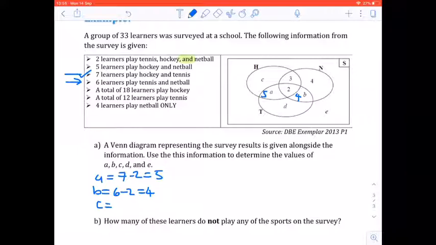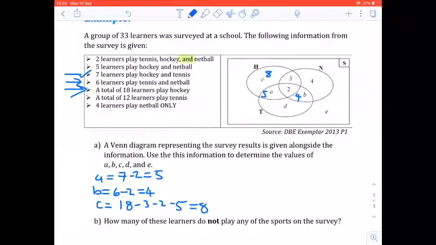Okay. C is the total number of hockey. So then we go to the total number of hockey over here, and 18 learners play hockey, but we have to remove the ones we already have, right? Because there's already 5 that play hockey and tennis, there's 2 that play all 3, and there's 3 that play hockey and netball. So we need to remove those from that total of 18. So 18 minus 3 minus 2 minus 5. If you work that out, that will come to 8.